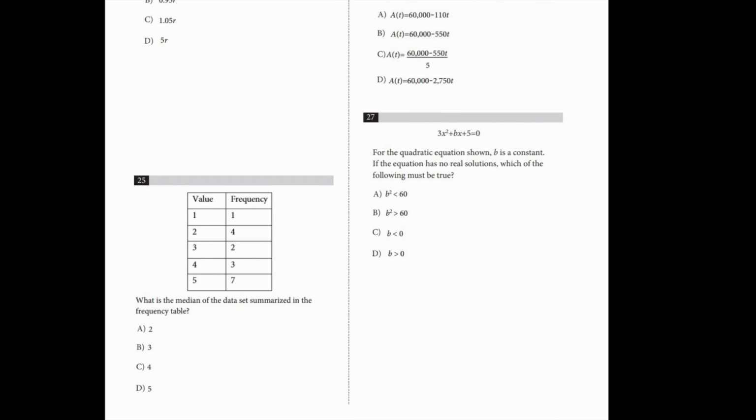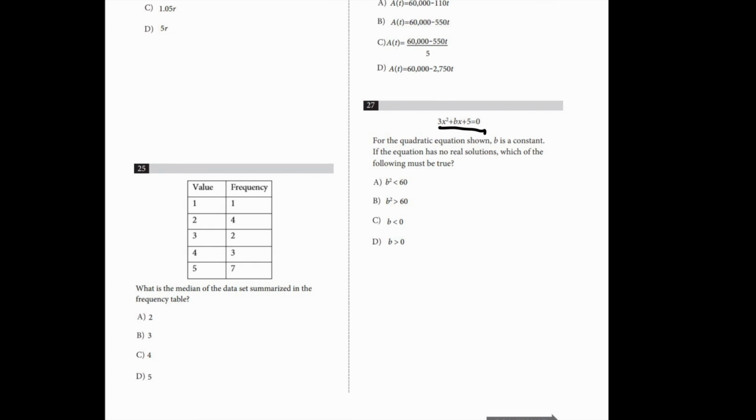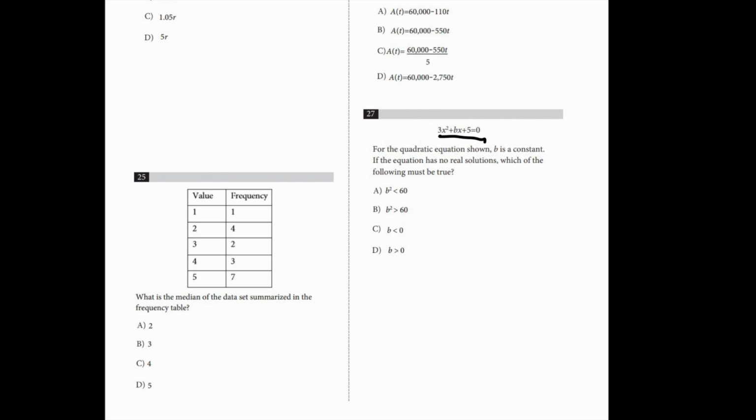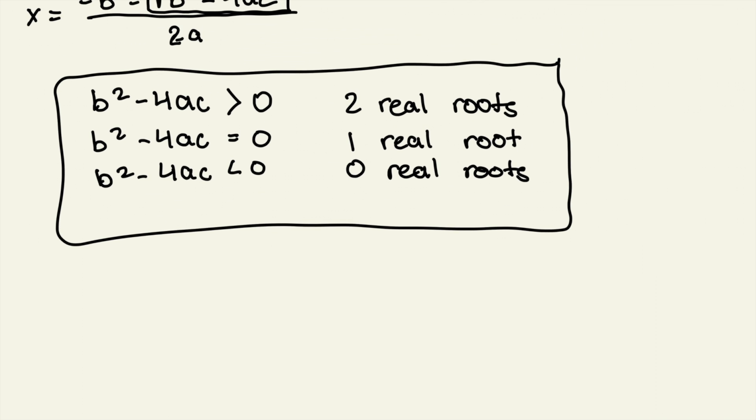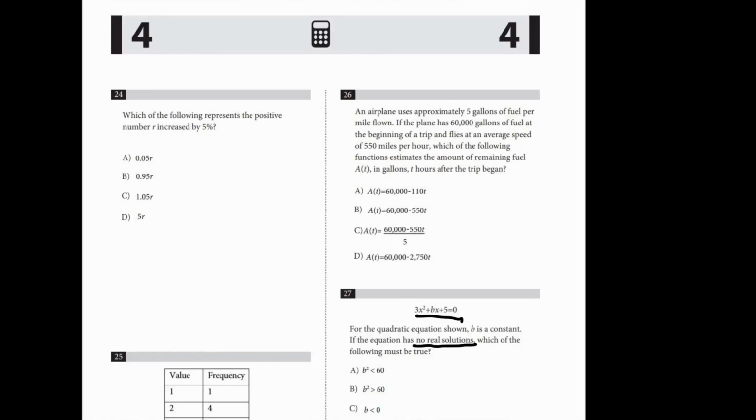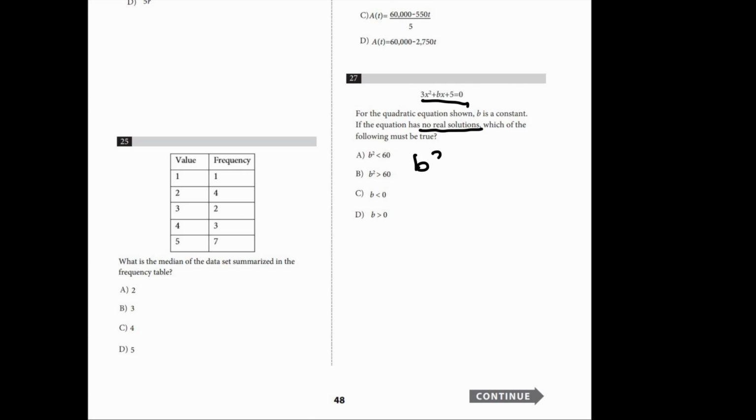Moving on to the next question, we have 27. Again, we're given a parabola. In this case, it says it has no real solutions. So going back, 0 real solutions means that we're going to be using this last formula here, where the discriminant is less than 0. So b squared minus 4ac is less than 0. Again, plugging in the values, b is still unknown. In this one, a is 3, c is 5, less than 0 still.